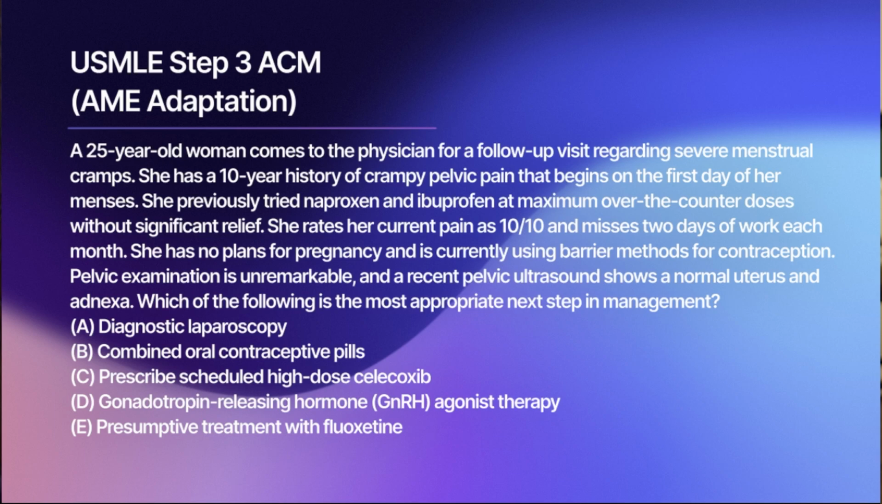Let's continue. So no dice on naproxen or ibuprofen, at maximum over-the-counter doses, without significant relief. She rates her current pain as 10 out of 10 and misses 2 days of work each month. That's significant. So she has no plans for pregnancy and is currently using barrier methods of contraception. Pelvic examination is unremarkable, and a recent pelvic ultrasound shows a normal uterus and adnexa. Which of the following is the most appropriate next step in management?